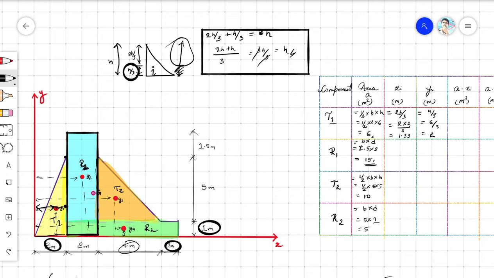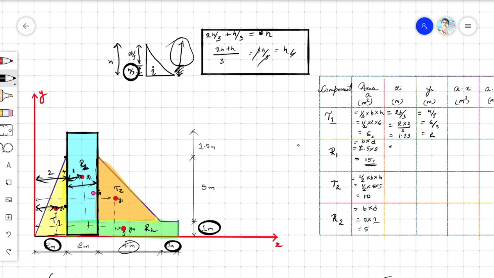And the rest of the mathematics is easy, that is A into xi, A into yi. We will not concentrate on that. Next is R1. From that we already know, if this distance is 2 meter and this is 1 meter, and we already know this distance is 2 meter, so it is 2 plus 1.